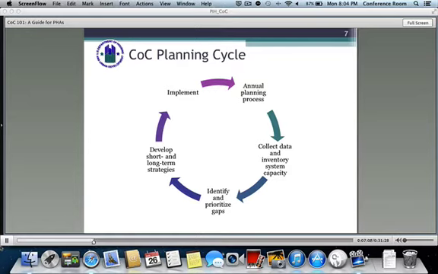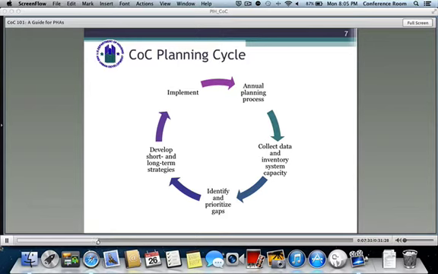The CoC planning process can be explained as a cycle, with many activities taking place on a regular and annual basis. HUD requires annual data collection and reporting by CoCs, including point-in-time count, which is required biennially, a housing inventory count, annual homelessness assessment report, and the annual progress report.